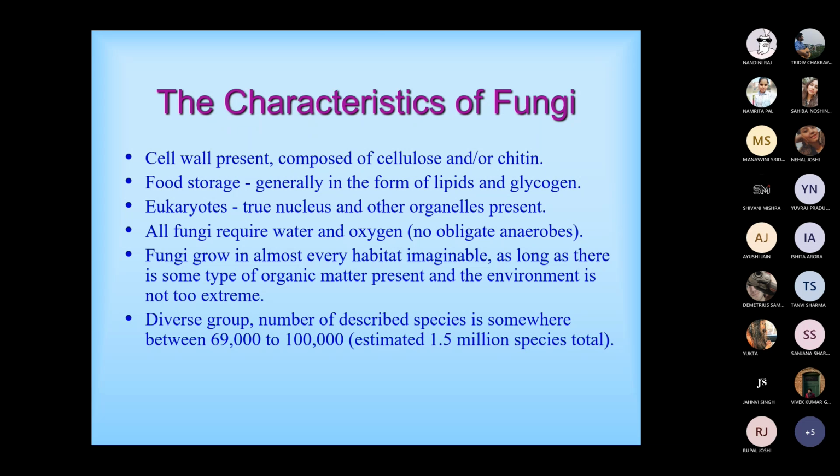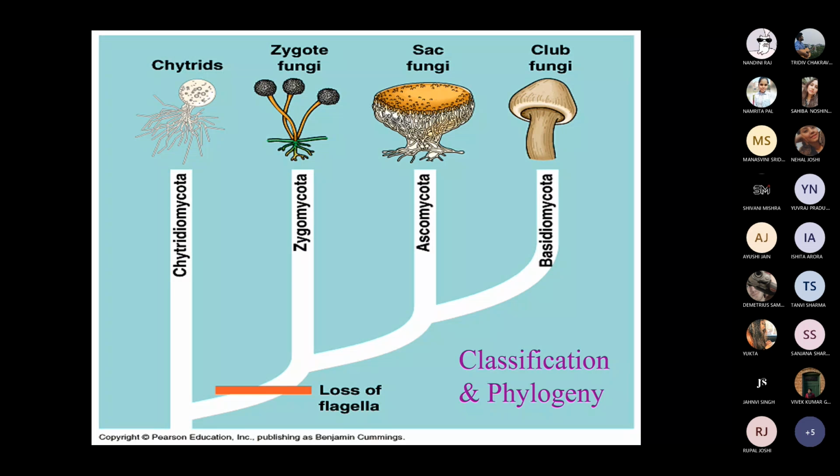They are eukaryotes, that means they have a true nucleus. All fungi require water and oxygen. They lack chlorophyll. They grow in almost every habitat we can imagine, so fungi are found everywhere. They are very diverse, and a large number of species are found everywhere, right? So if we talk about the classification broadly into four groups, Chytridiomycota, Zygomycota, Ascomycota, and Basidiomycota, they are differentiated on the basis of the fruiting bodies that they form, right?